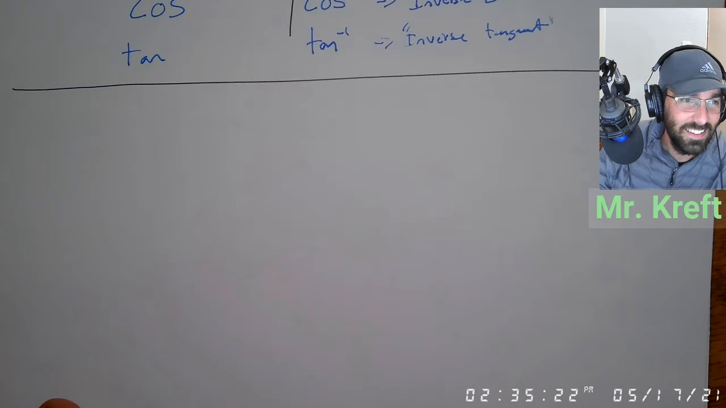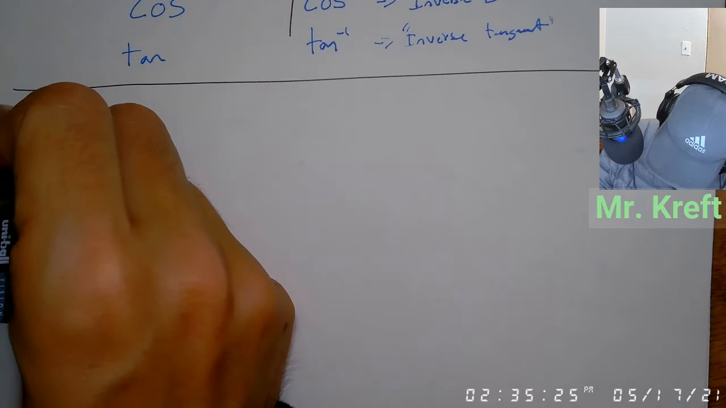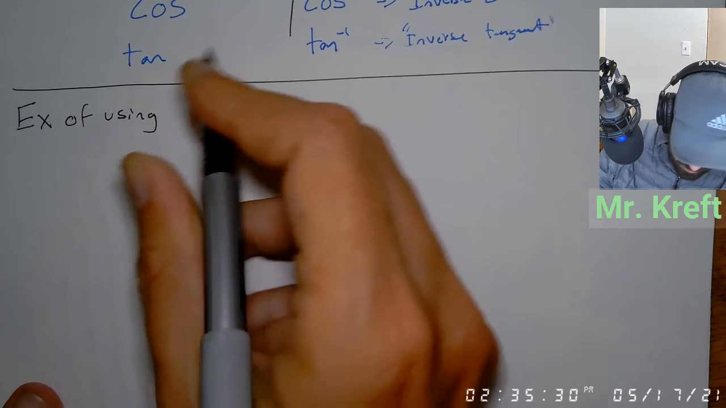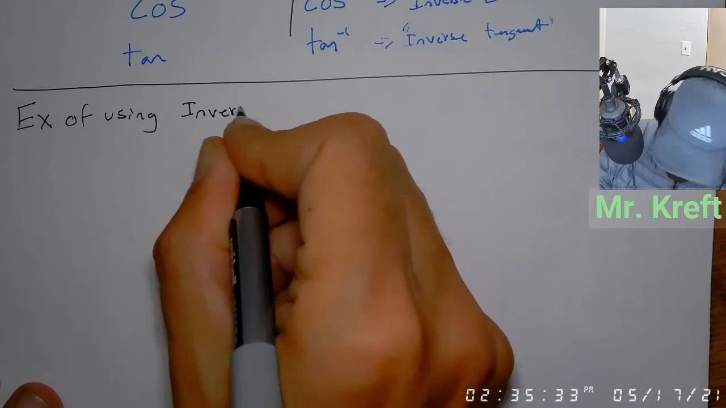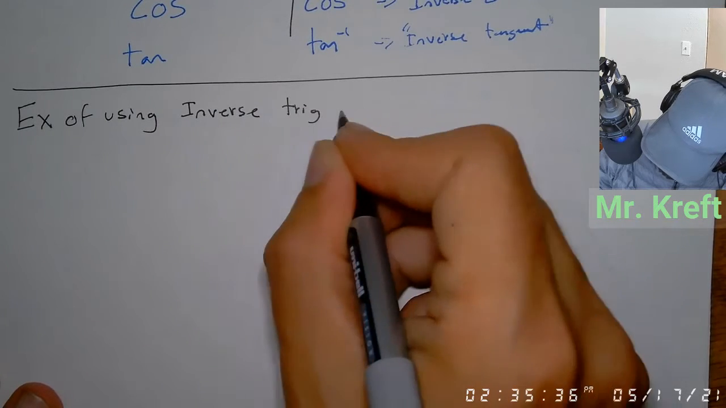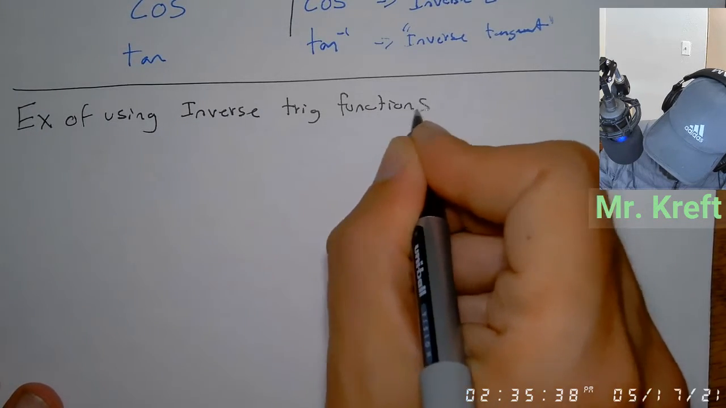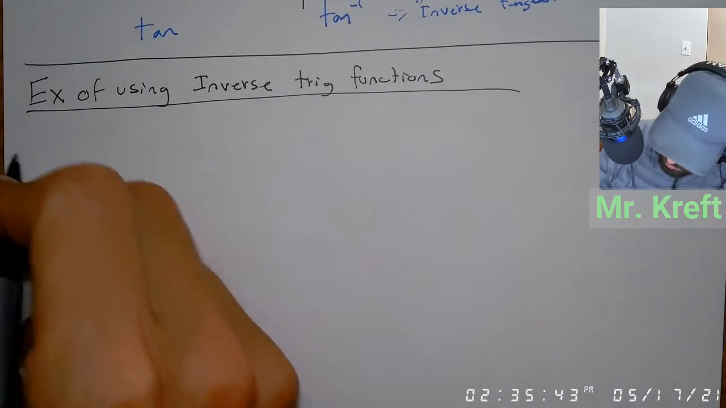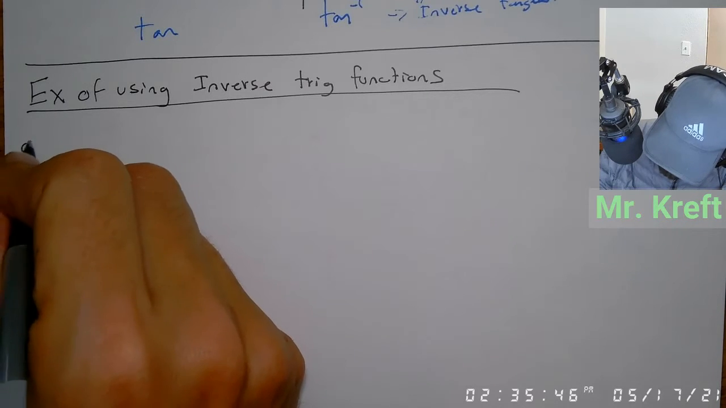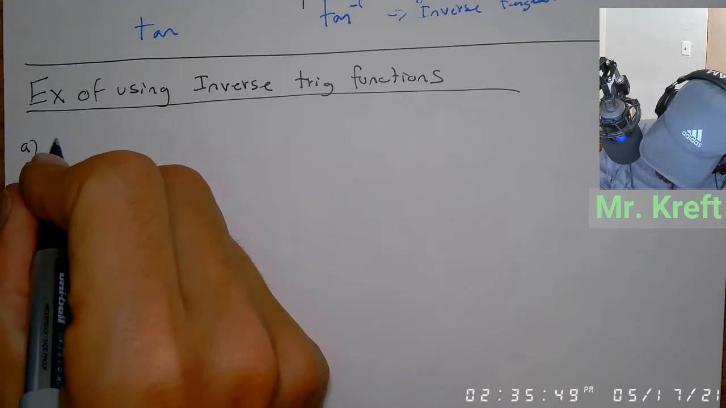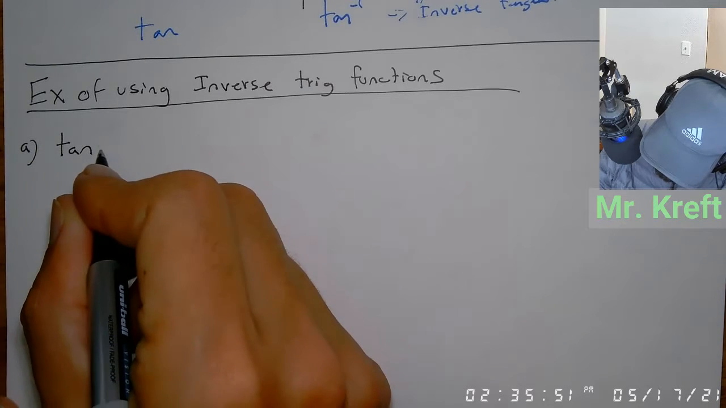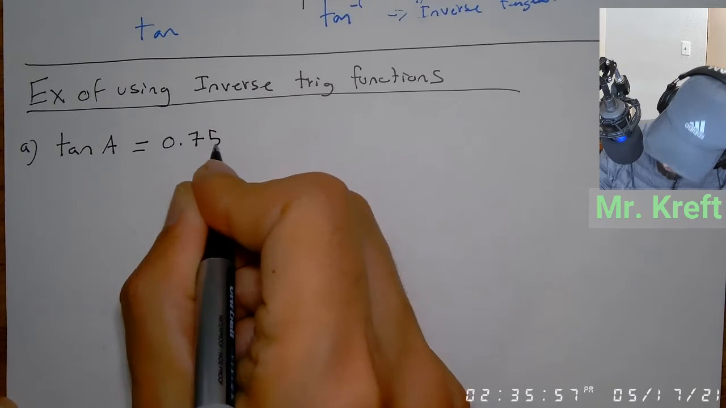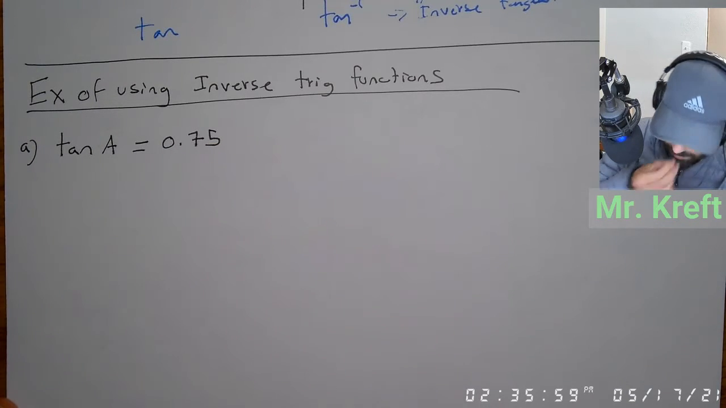All right. Let's get it. So, what are we going to do? Let's do some examples of using inverse trig functions. So we want to get to the angles. Let me do this first one with you and show you what's going to happen here. We're going to have tangent of angle A equals 0.75. Now there's a couple of things I really want to point out here.